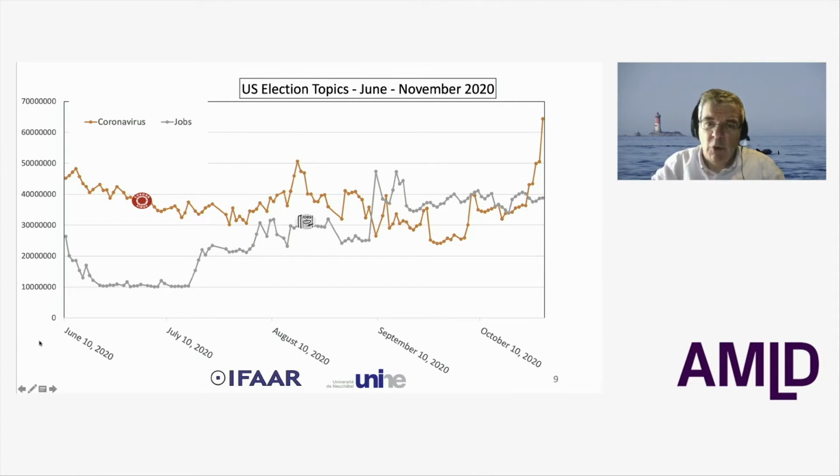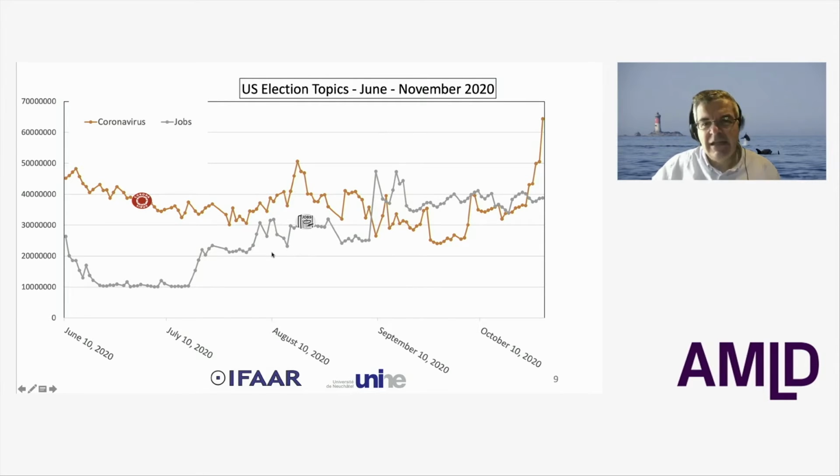If we focus on the important period of this election, starting in June up to November the 3rd, we discovered two very important topics. People are very interested in COVID. And the second was what we call jobs; we can replace jobs by unemployment rate. If you look at the evolution of this interest, we are close to between 30 and 40 million requests per day about these two topics.